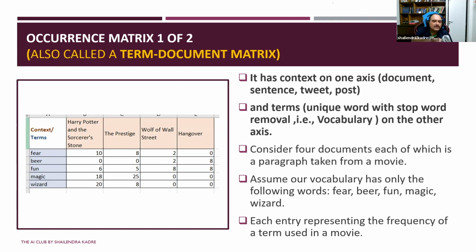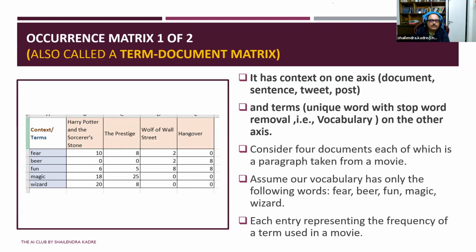So the words are listed in rows: first is fear, second is beer, third is fun, and then magic, because it is a Harry Potter movie, and wizard, again probably because of the Harry Potter movie. So we have only 5 words. Now you have 4 movies as 4 columns and 5 distinct words in the bag of words as rows. That is your complete bag of words, just to keep things simple.